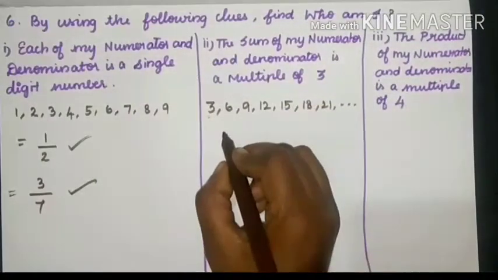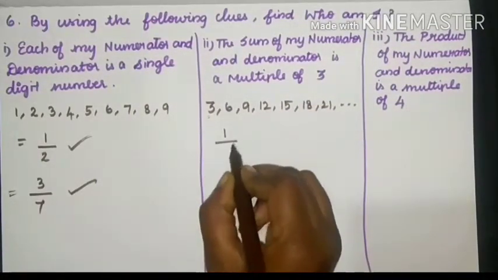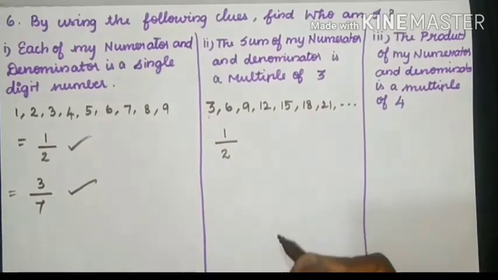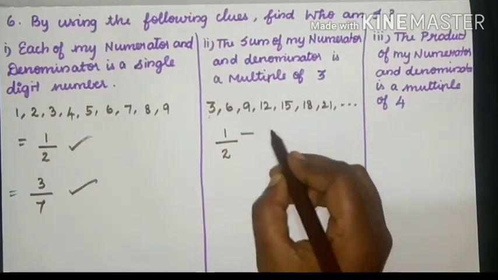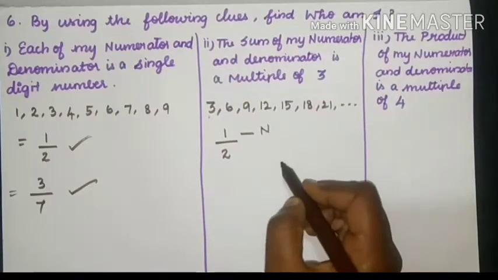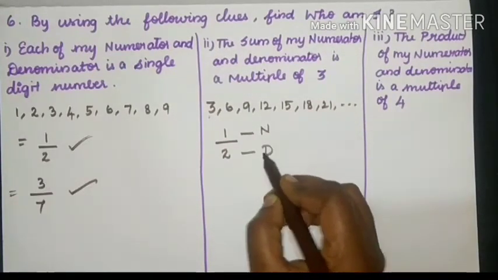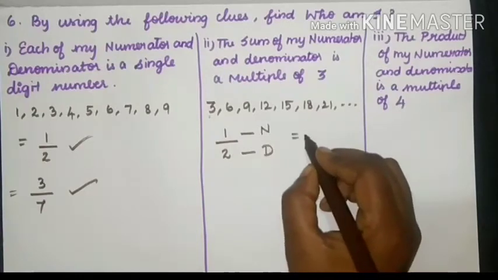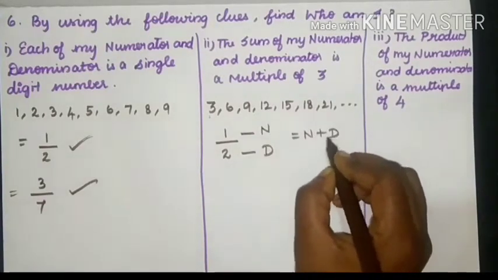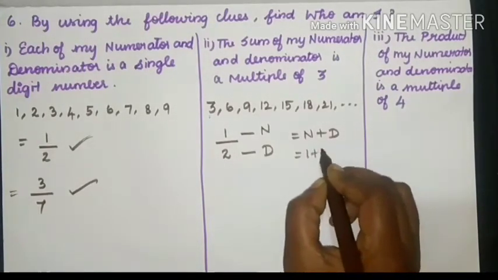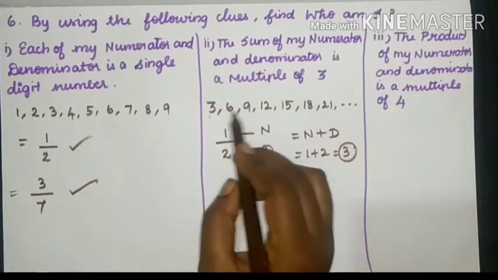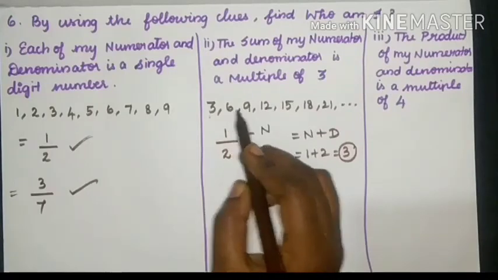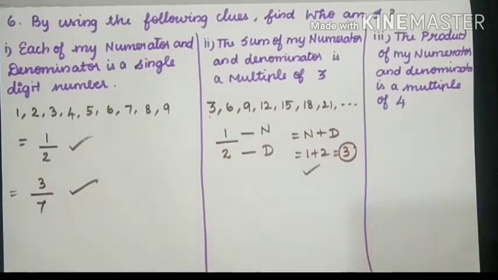If we take the numerator value as 1 and the denominator value as 2, we have to find the sum of numerator and denominator. We have to add numerator plus denominator. 1 plus 2 equals 3. Here 3 is a multiple of 3, so it satisfies the second rule.